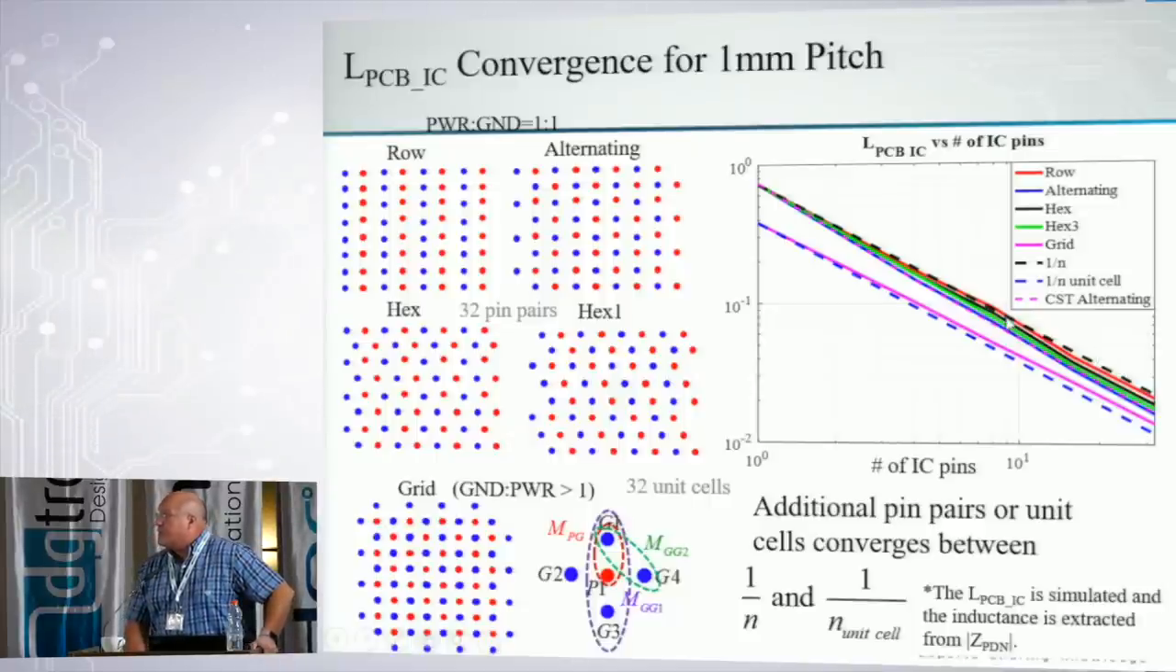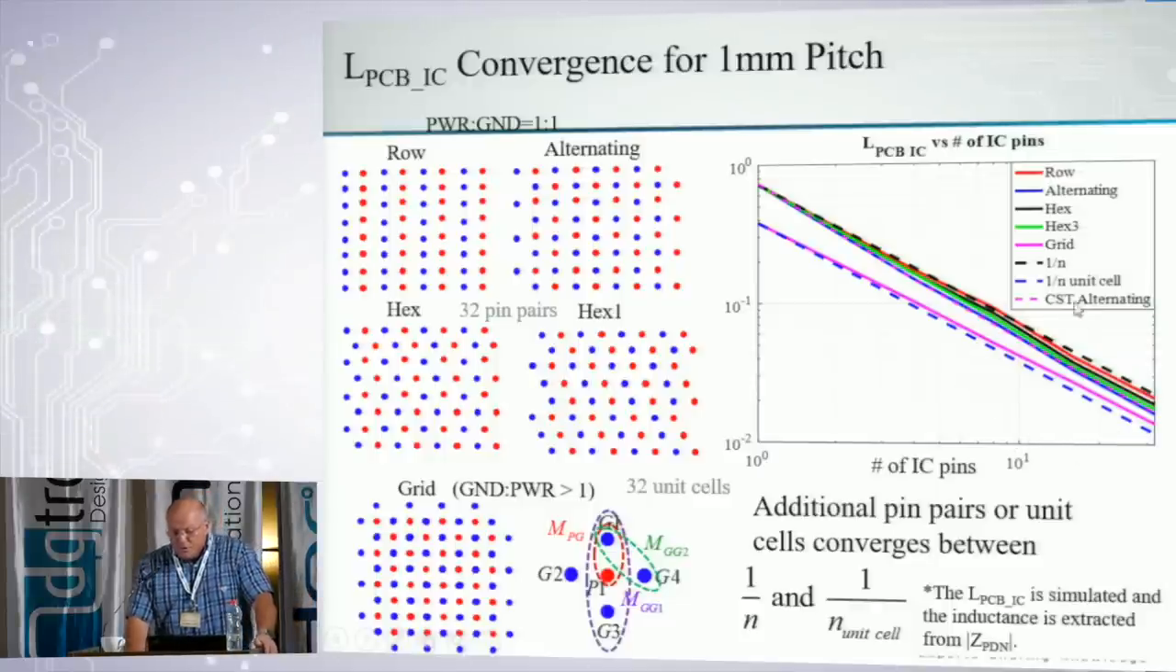Yeah, okay. And that mutual inductance will be better or worse depending upon which of these arrangements you choose. It turns out that the mutual inductance is going to be best for this arrangement right here, even though it's not so much better than the other arrangement, in particular as you get to higher pin count, because here we only calculate up to 32. It kind of converges, but the mutual inductance is included.